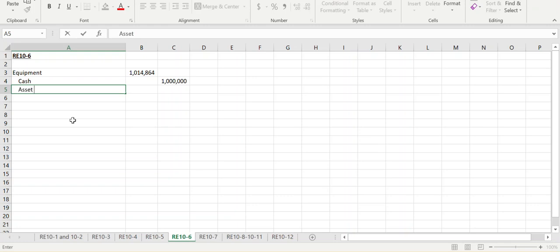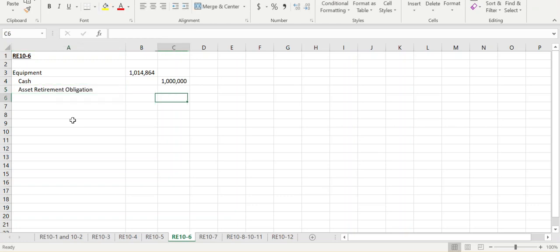But we do have what we call an asset retirement obligation, and that is for that $14,864. This value will increase over the life of the asset. So by the end of 20 years, our liability on our books will be at the $100,000 value that we estimate it's going to cost to restore the land to its former use.